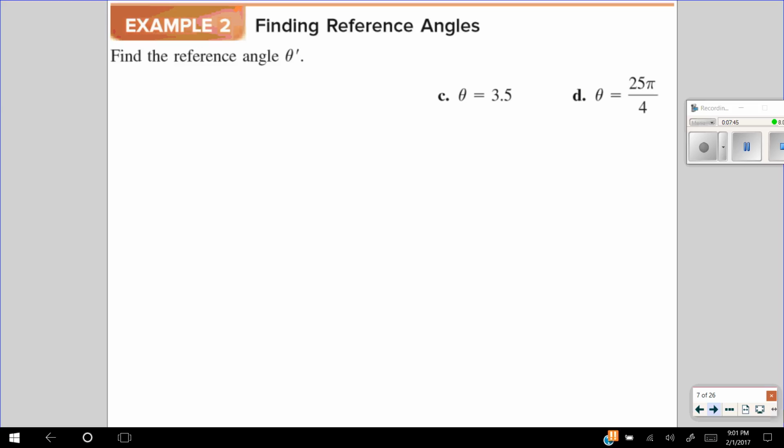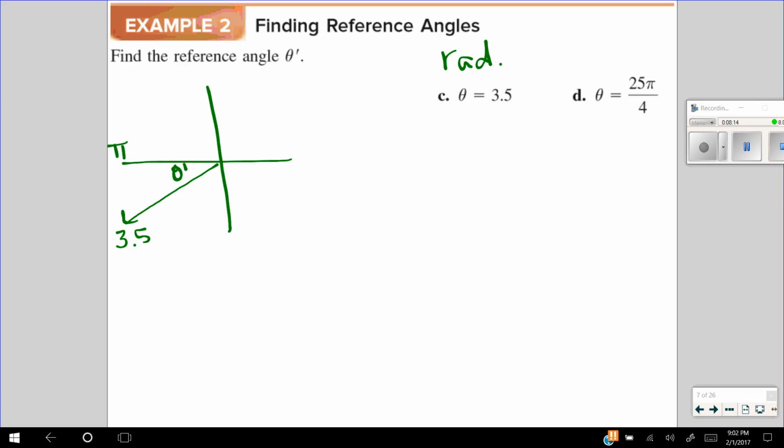3.5 doesn't have a degree symbol after it, so that means that this measurement is in radians. So I'm not really going to focus too hard on this just because it's kind of weird. But if you know that pi is 3.14, 3.5 is just past that. So our reference angle theta is the difference between 3.5 and pi. So I'm just going to write theta prime equals 3.5 minus pi, because pi is irrational. So that's basically all you need to do for C.